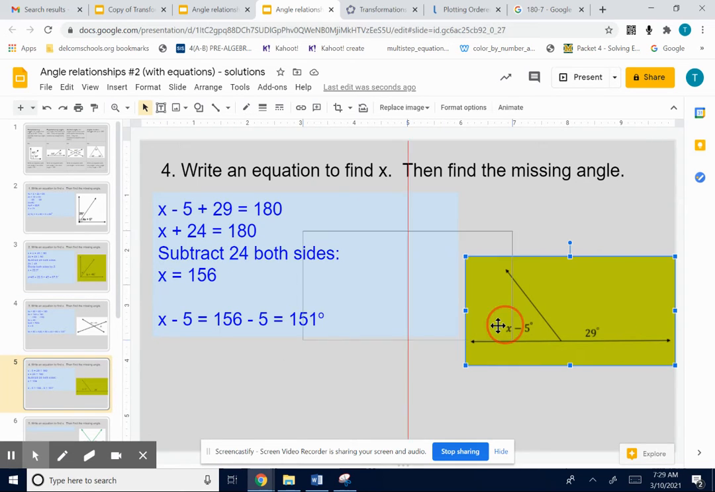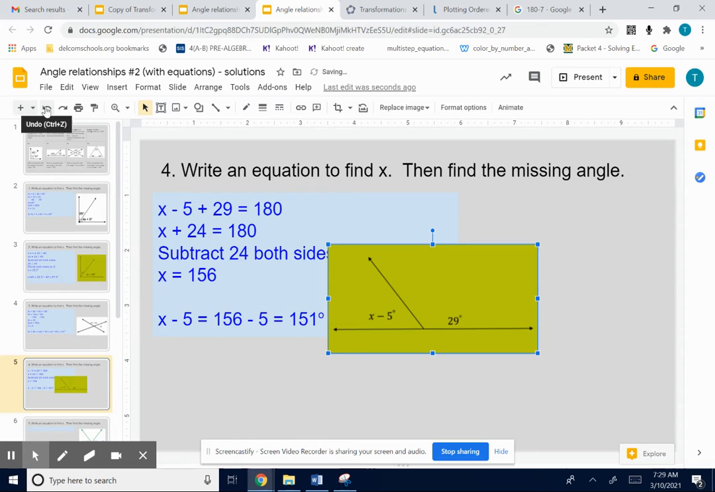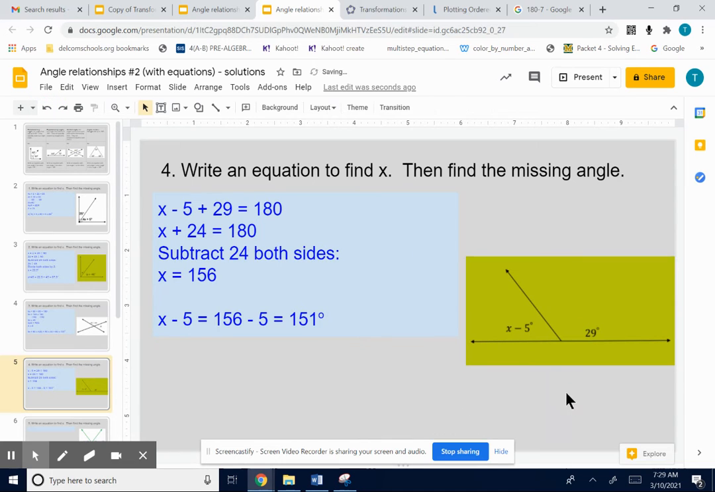Okay, the next problem, we had two angles that make up a straight line, so they add up to 180. So I can type in x minus 5 plus the 29 adds up to 180. Get your like terms together, and negative 5 plus 29 is 24. So we get x plus 24 equals 180. Subtract 24. x has to be 156.